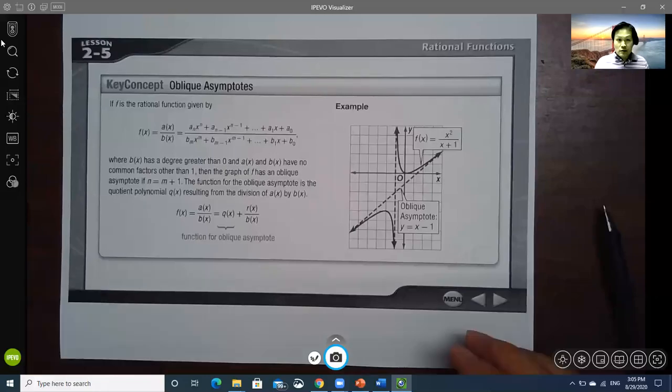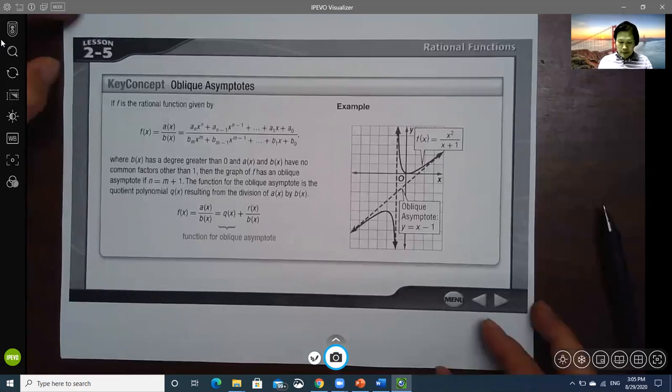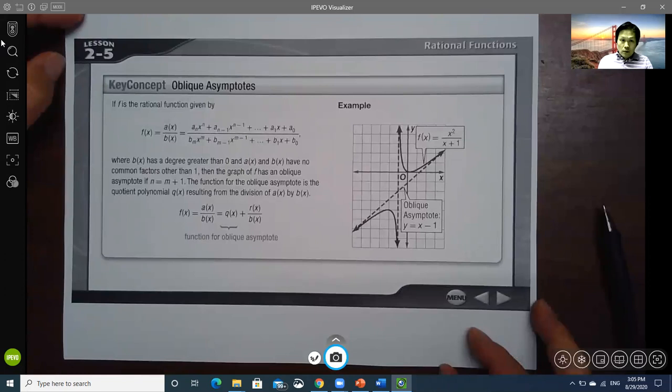Hi. Okay, pre-calculus 2-5. This is part 3. Oblique asymptote.